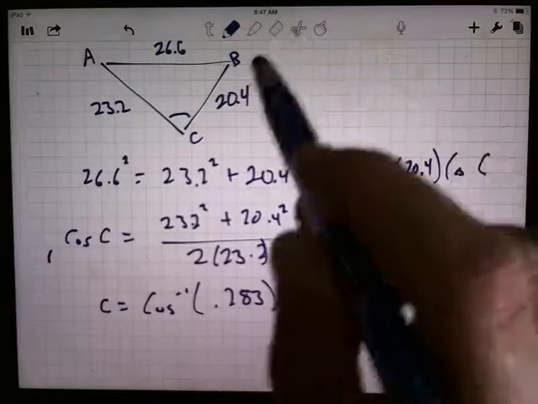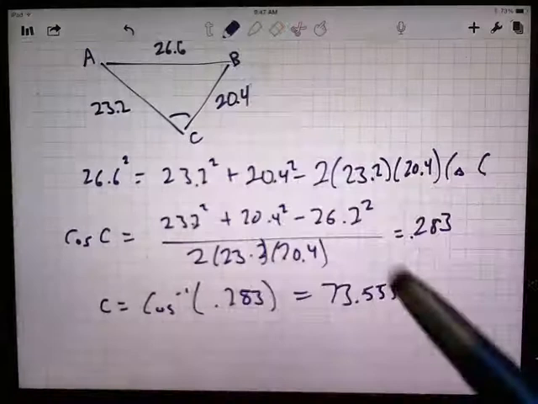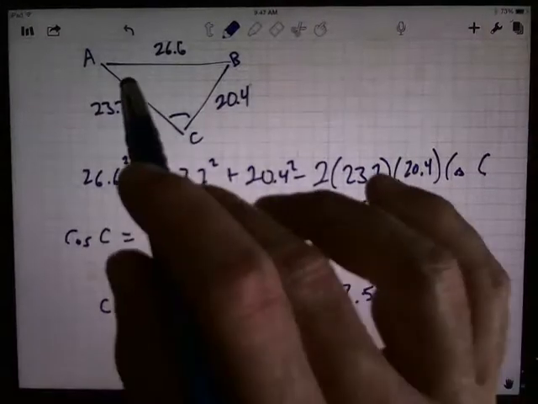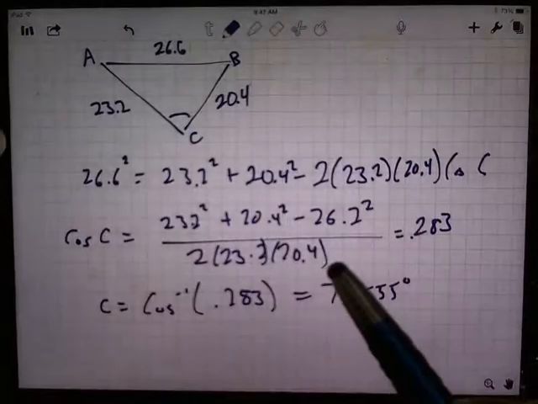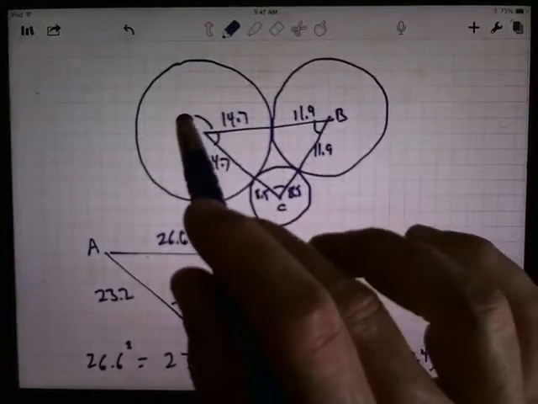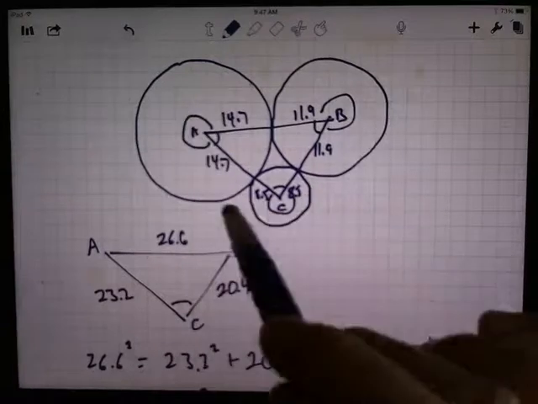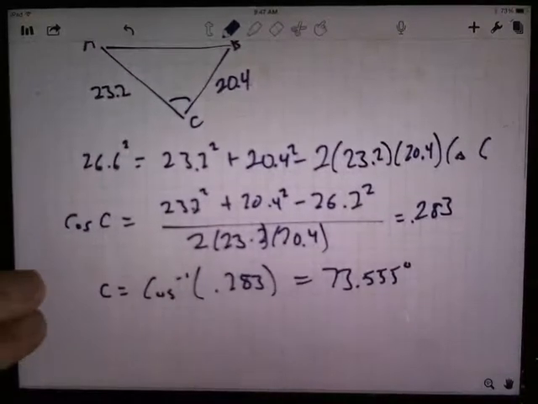So where are we now? What's happening? So what I want to do is find the other two angles, because if I know all three angles, then I'm going to know what all of these angles on the outside are, and so I can use that to find the area of the sectors. Okay. So here we go.